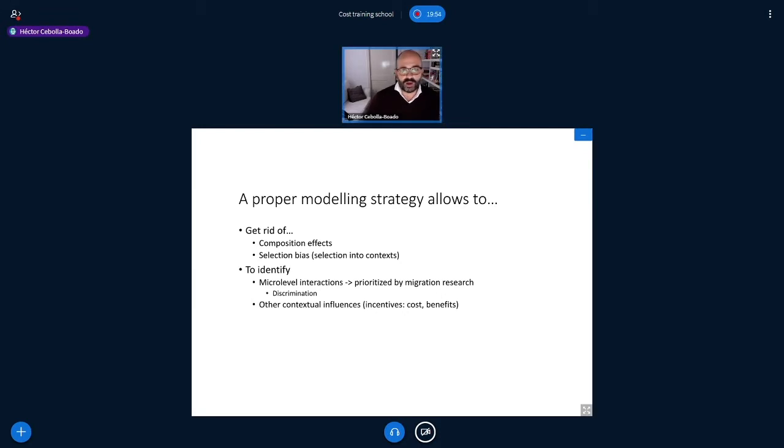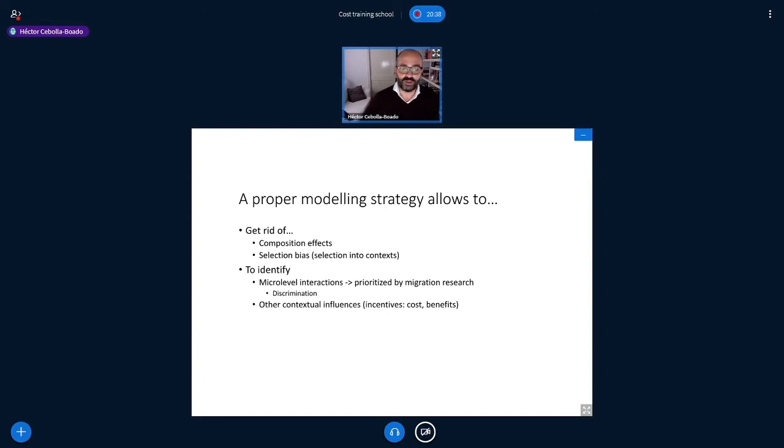To get rid of these two effects, composition effects and selection bias, and to be able to actually make claims about context, or about any independent variable that is not contextual but should be controlled for context. So in order to identify micro-level interactions, which we enjoy so much in migration research, like the contact hypothesis or the segregation effect, enclaves, this idea that people interact with each other at the micro-level in specific settings in which they are embedded, and this explains why migrants behave one way or another.